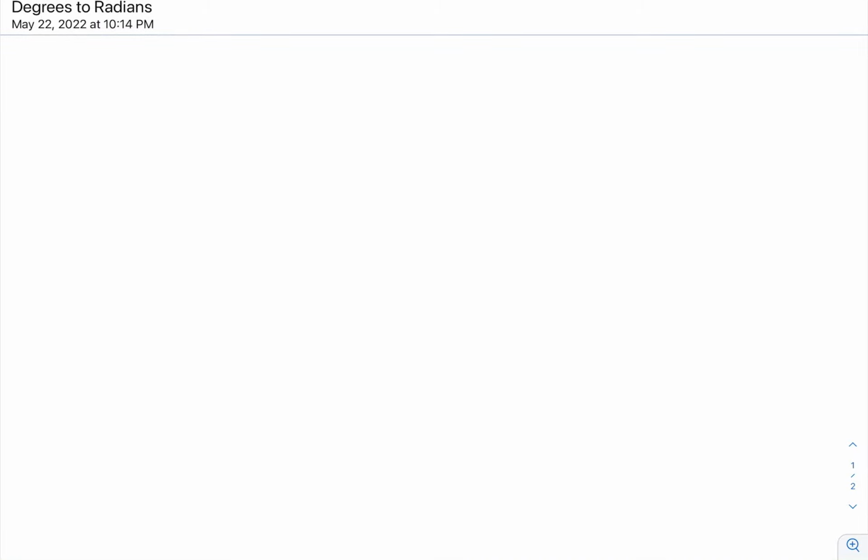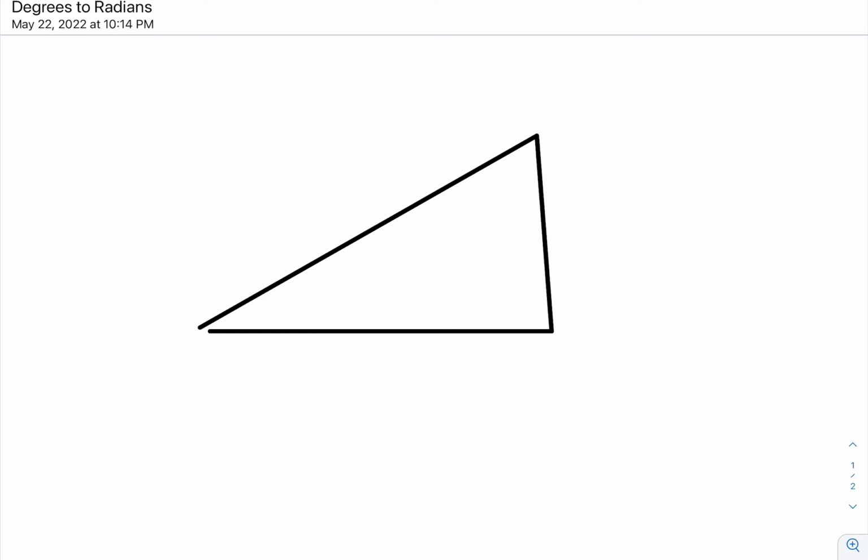An important idea in trigonometry is learning about the notion of radians. So when we're looking at triangles, let's say, just for simplicity, we have a right triangle. So this is a right triangle, and let's say we have 30 degrees here.